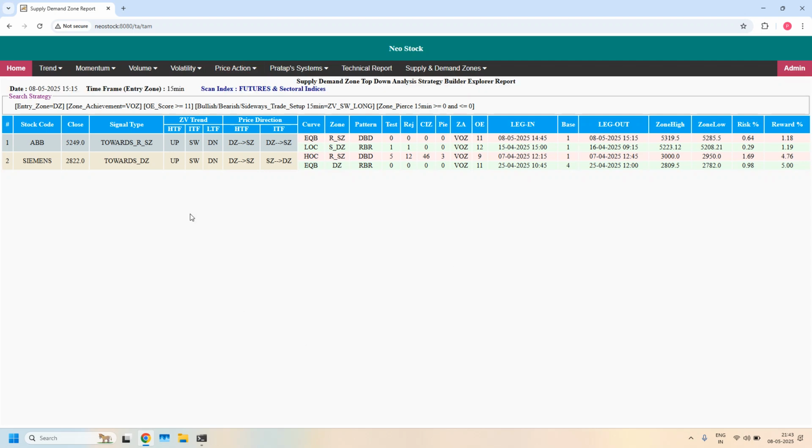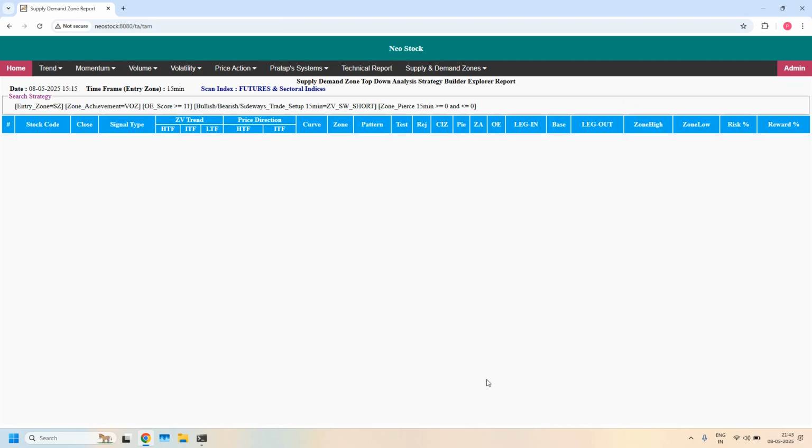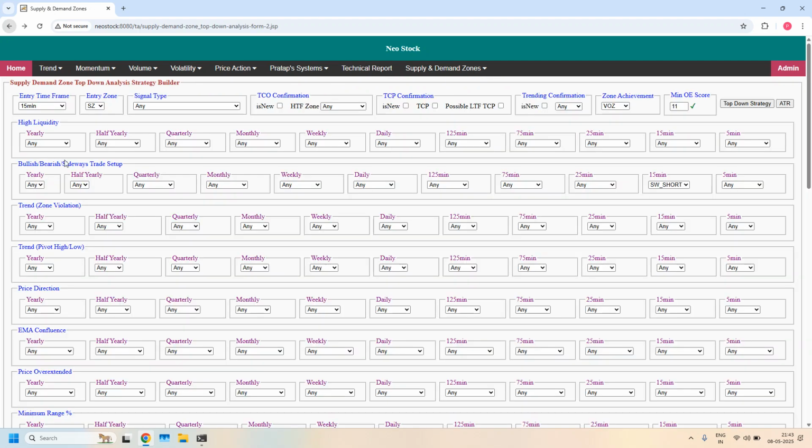Next, sideways short trade setup, entry zone, supply zone. See here 15 minutes, I am selecting sideways short. Remaining filters are applied to 15 minutes supply zone. Let's filter. No stocks are available. Okay, next bullish trade setup for daily income trade. Entry time frame 15 minutes, entry zone, demand zone. And here 15 minutes I am selecting bullish.